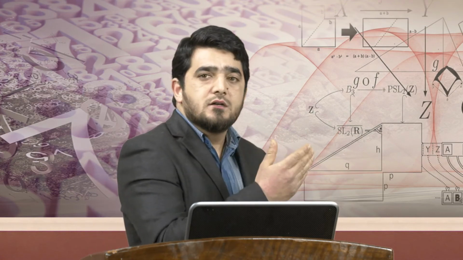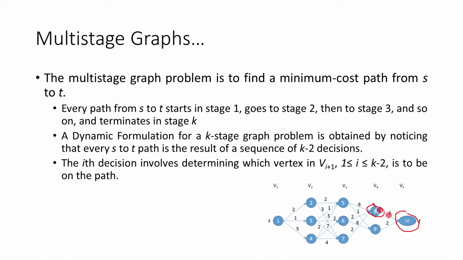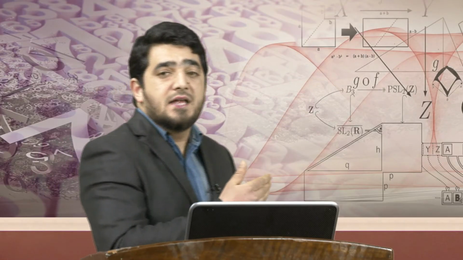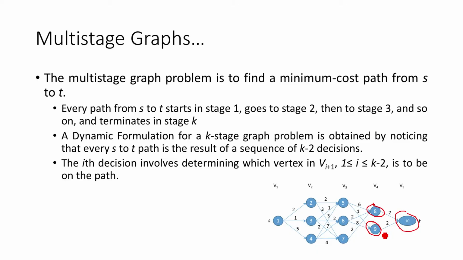Now once we are at node 8, do we need to make any decision to get to node 10 in the final stage? There is only one edge from that particular node to the last node, so there is no decision to be made. We only need to select the final edge. Similarly, if we have chosen node number 9 in this k-1 stage, in the 4th stage in our example, we don't need to make any decision because there is a single edge from this node to the sink.